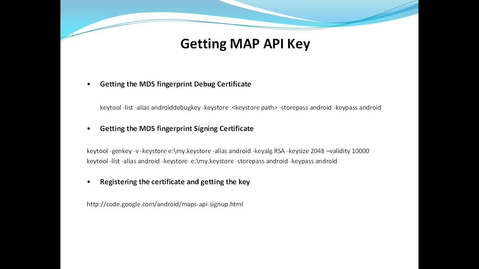But the question is, what's the difference between these two certificates? Well, the debug certificate is used for normal debugging purposes. Like you are developing your application and you want to do debugging, so you can just use the MD5 fingerprint debug certificate. And suppose you want to release in the Android market, then at that point of time you need the MD5 fingerprint signing certificate. So we will see how to get the MD5. First, we will see how to get the MD5 fingerprint debug certificate, register the certificate and get the key.